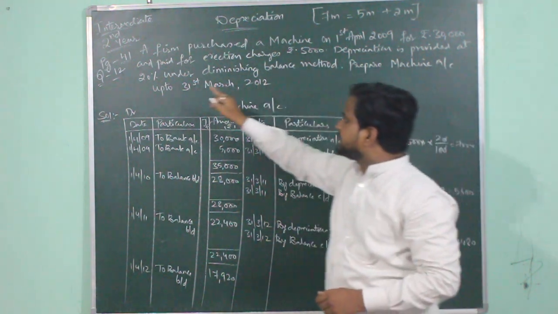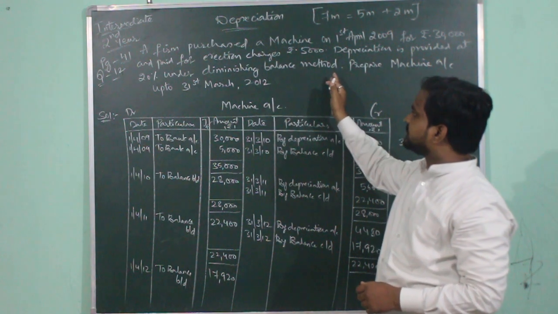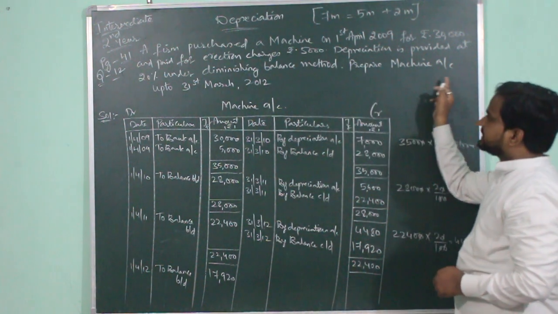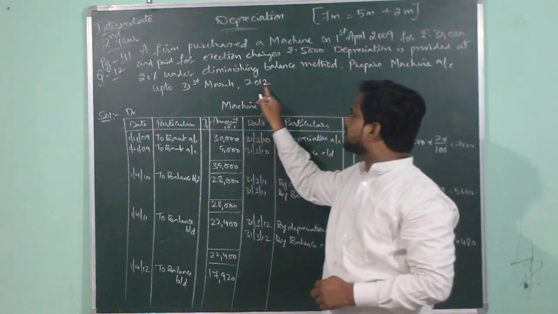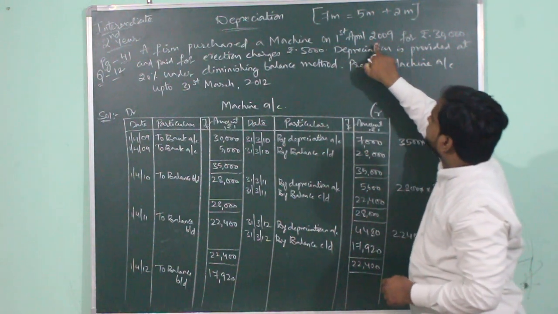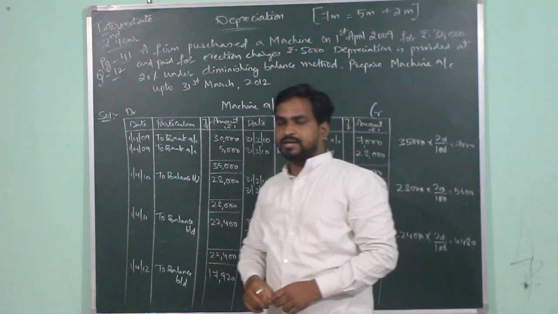Depreciation is provided at 20% under diminishing balance method. The firm is following diminishing balance method and the rate of depreciation is 20%. Prepare machine account up to 31st March 2012. So the firm is purchasing the machine in the year 2009 and requires you to prepare the machine account up to 31st March 2012. Let us solve the problem.